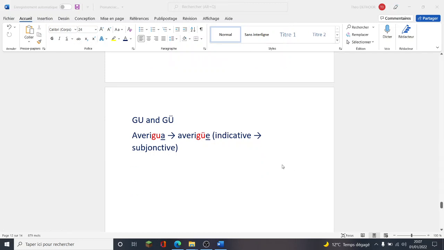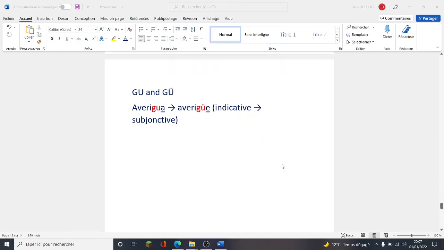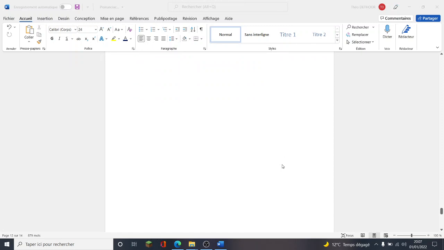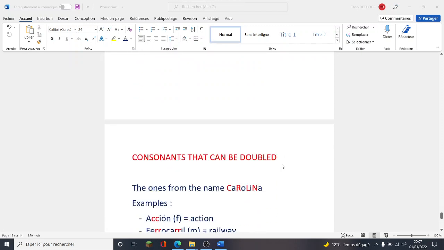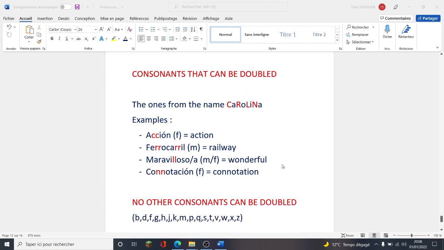So yeah, those are the links between letter and situation. In order to conclude this video, I just want to add a little tip about the double consonants in Spanish. So in Spanish, not many letters can be doubled, and in terms of consonant, only 4 of them can be doubled, and it's C, R, L, and N. And in order to remember that, you can remember the name Carolina, which is quite easy then to remember.